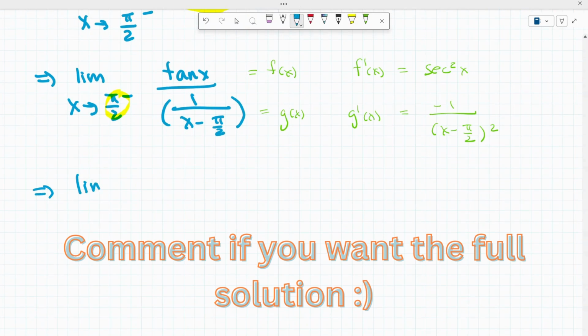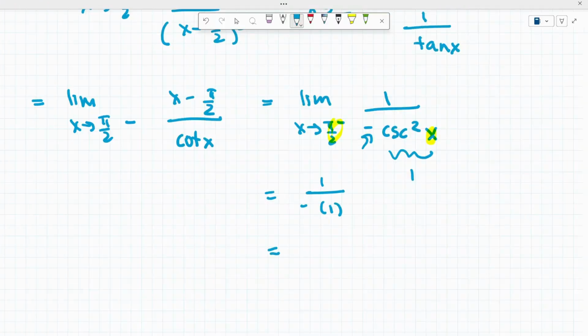So we know that the limit as x approaches pi over 2 from the left-hand side, we can take f prime, which is secant squared x, over g prime. As a result, our final answer is negative 1.